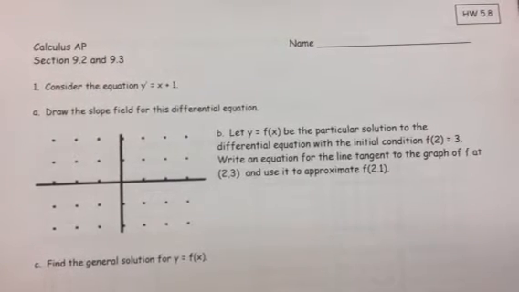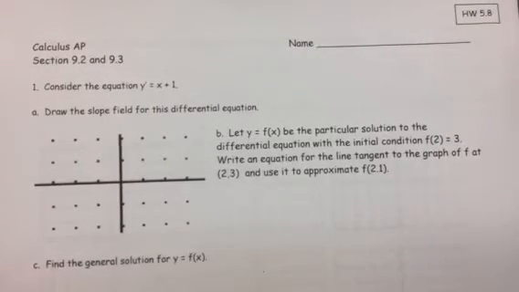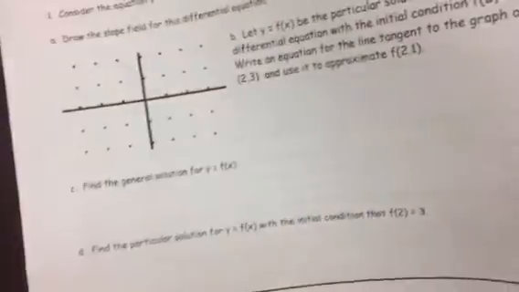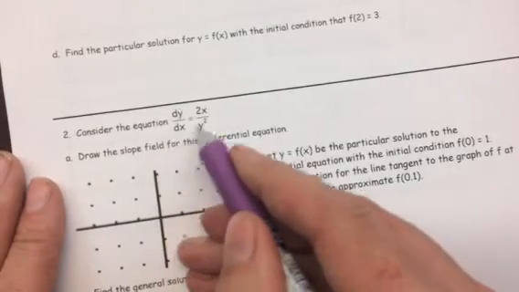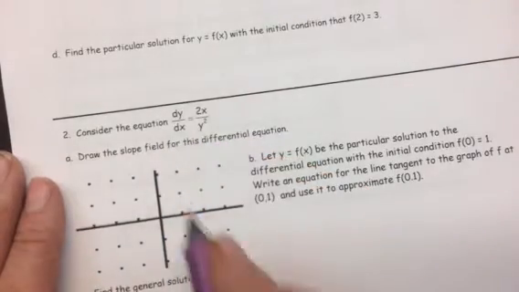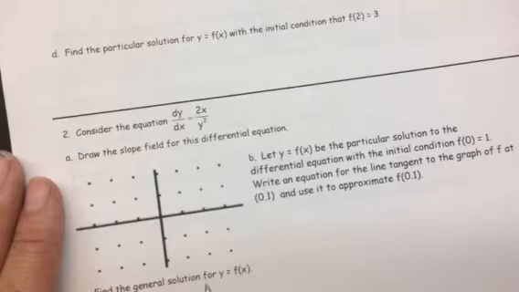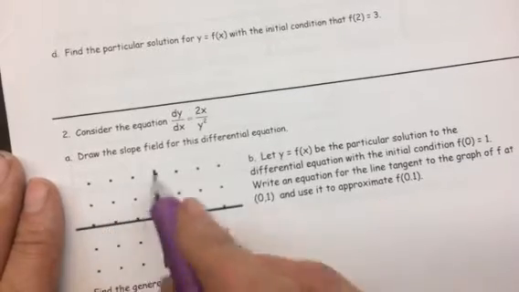All right, in homework 5.8, we are solving differential equations. It's our last unit of the year. So I think we're going to do number 2. Consider the equation dy/dx equals 2x over y squared. Draw a slope field for this differential equation, and it wants it at these points.